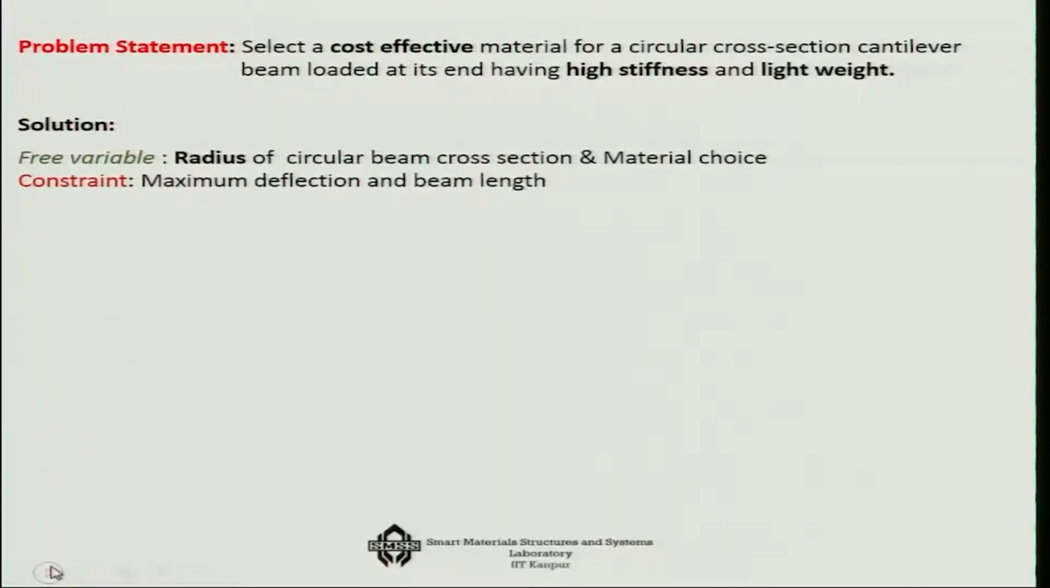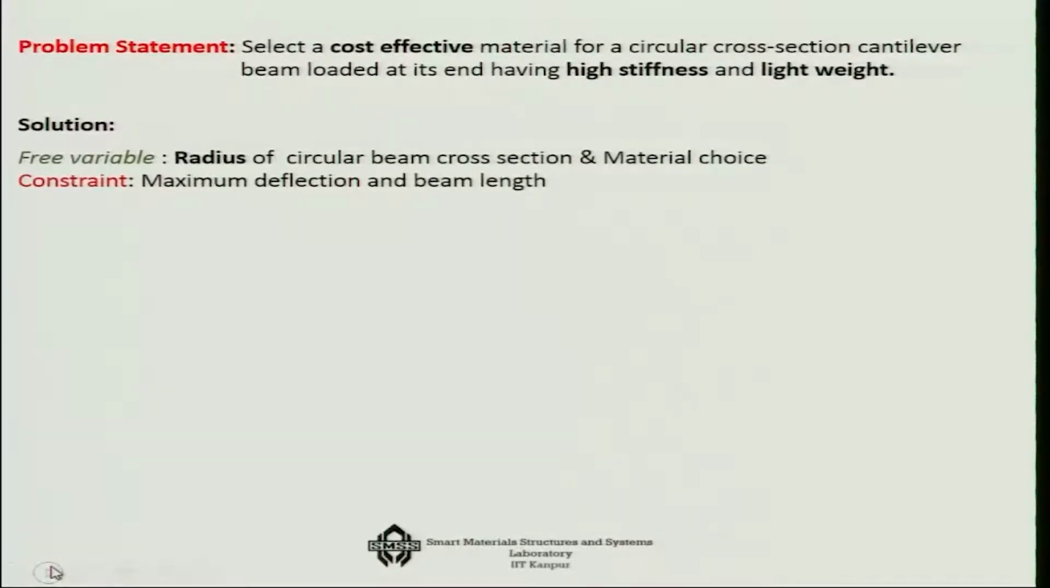And since the length or the span of the cantilever beam is always fixed, what you can play with in the geometry is the radius of the circular beam cross section and also the choice of the material. So, these are the free variables for us, and the constraints will be the maximum deflection and the beam length. Let us look into how we can solve such a problem, and then how we can use our knowledge of materials after solving such a problem.